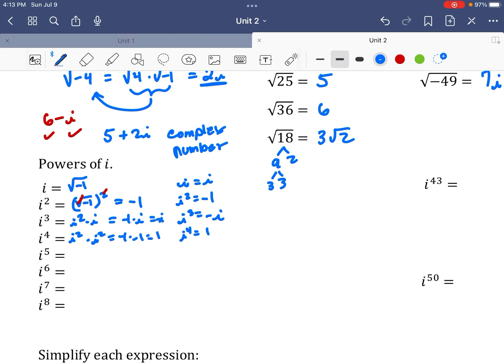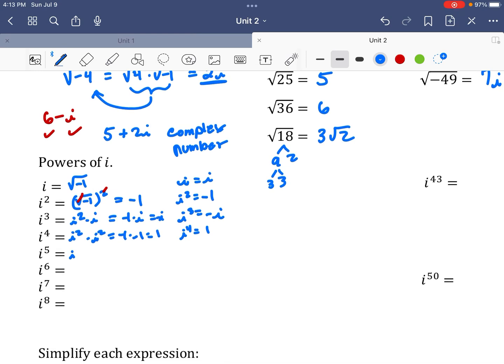i to the fifth. So could we do this? i to the fifth is just i to the fourth times i. So this is just 1 times i. So that's just i again. So i to the fifth is just i again.